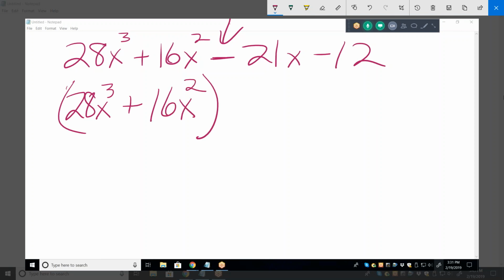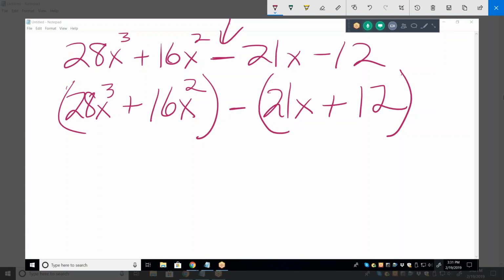Now, what goes there? All right, so it would be 21x plus 12. Now, go through each set of parentheses and take out the greatest common factor.